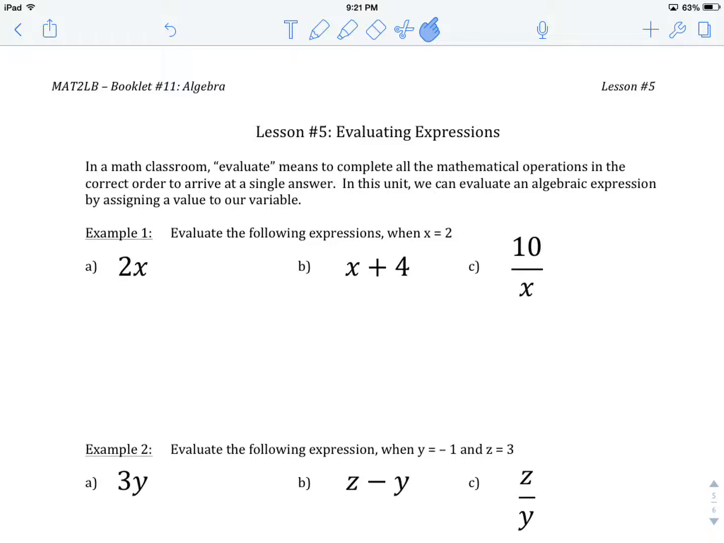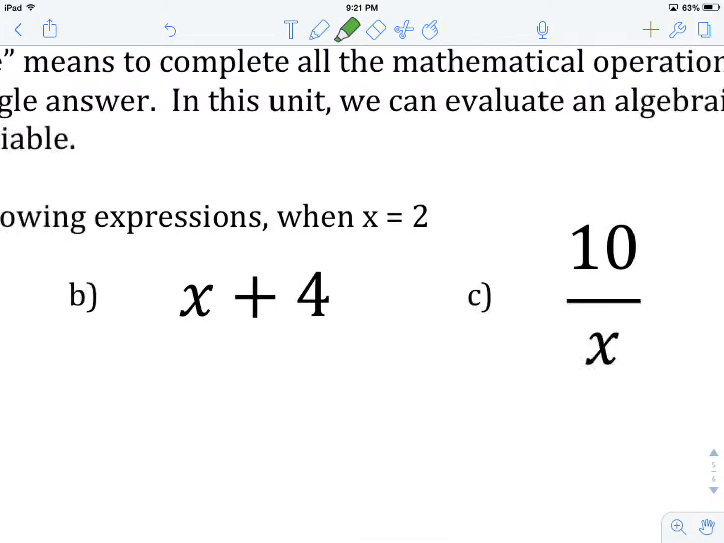So let's have a quick look at example number 1 to get ourselves rolling. The instruction reads, evaluate the following expressions when x equals 2. So that's an important piece right there. When we say x equals 2, what we're saying is every time you see an x in the expressions that follow, we're going to substitute a 2 into the place where the x was and then perform the mathematical operations that the expression tells us to.